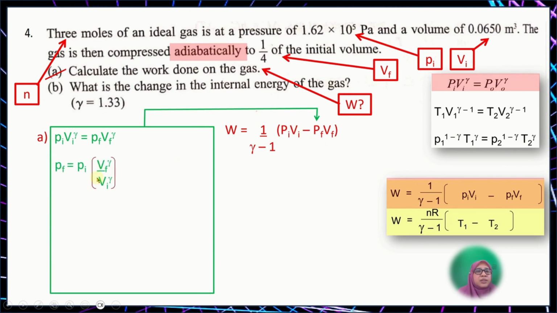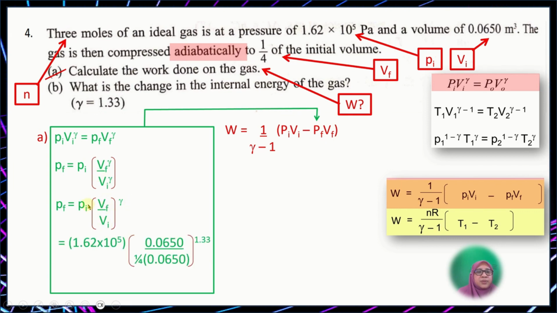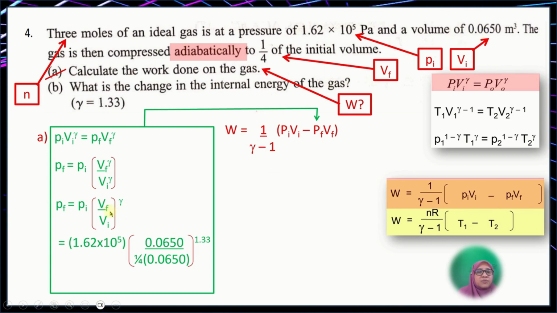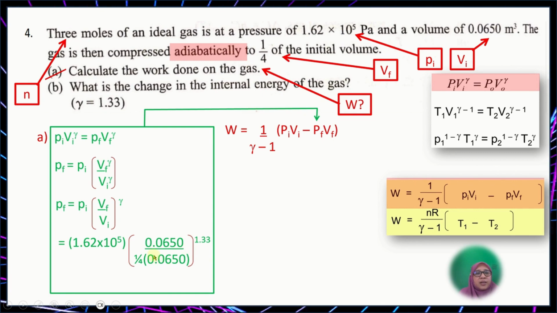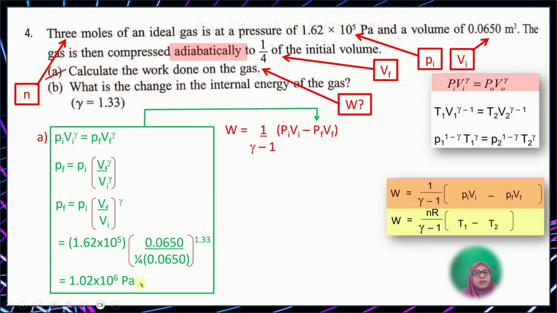So we substitute the values. Initial pressure is 1.62 times 10 to the 5. Final volume is 1 over 4 times 0.0650. The final first and then divided by initial, so you make this opposite. V final will be 1 over 4 times 0.0650. So you get the answer 1.02 times 10 to the 6 Pascal.